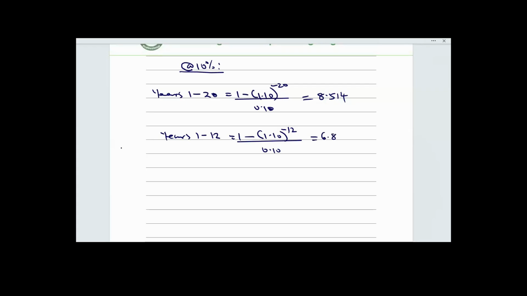6.814. So minus that. What do you have? 1.700. 1.700 is the annuity factor of year 13 to 20. Let me rewrite it. Year 13 to 20. So that's that.